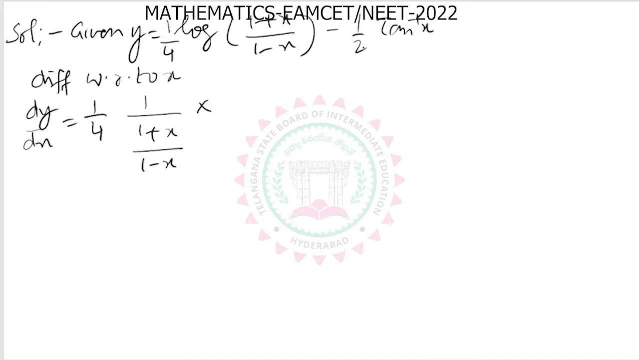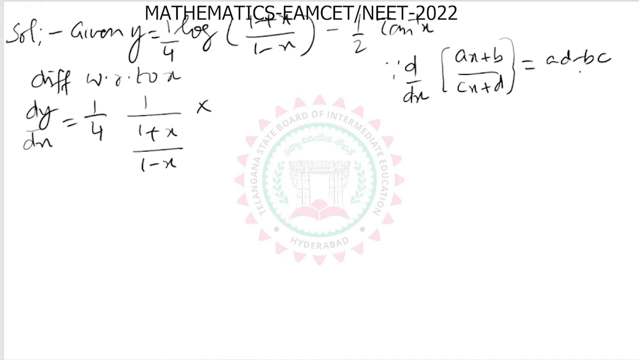So there is a shortcut formula. If I want to find the derivative of an expression in the form ax plus b by cx plus d, you remember this shortcut formula: d by dx of ax plus b divided by cx plus d. I don't want to use the quotient rule, u by v, here. Directly I want to write the answer. The answer is ad minus bc by cx plus d whole square.